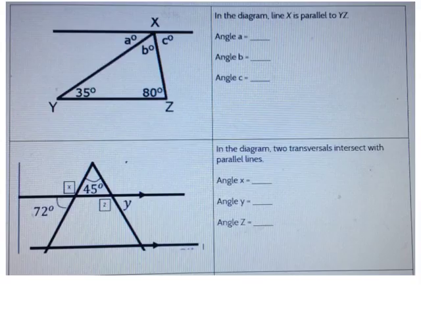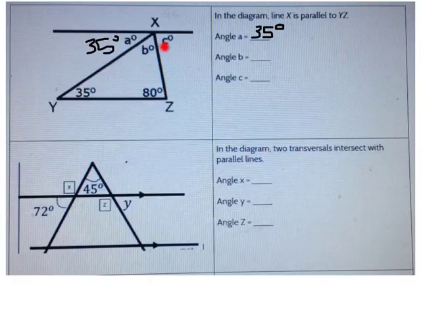Let's do two more together. In this diagram, line X is parallel to YZ. What are angles A, B, and C? Angle A is an alternate interior angle to angle Y, 35 degrees. That means it's congruent. So what is angle A? Angle A is 35 degrees.